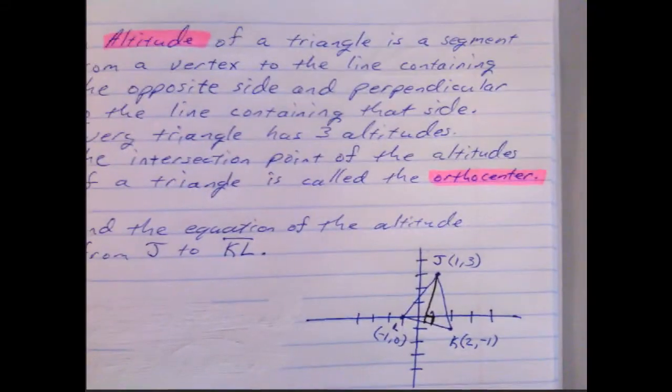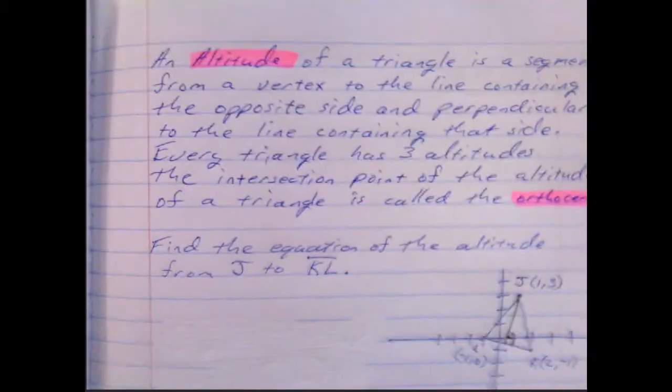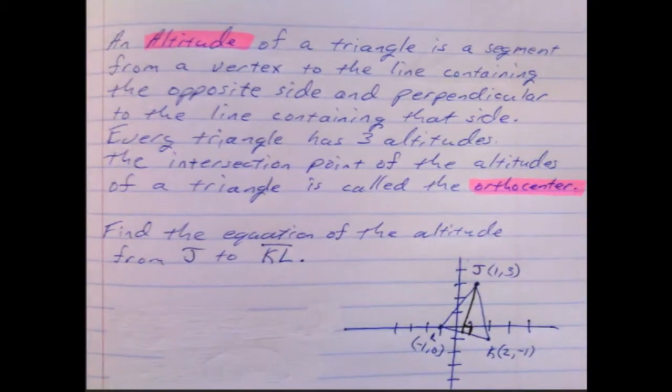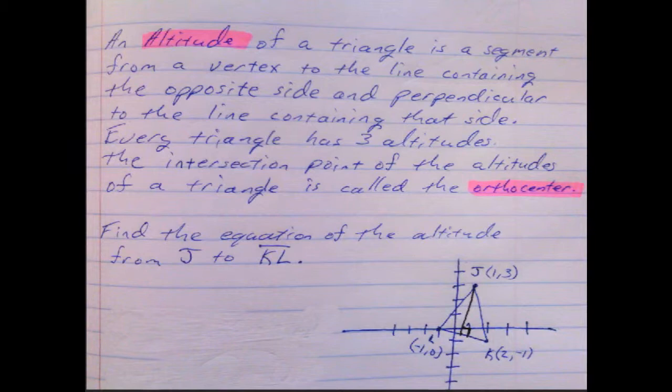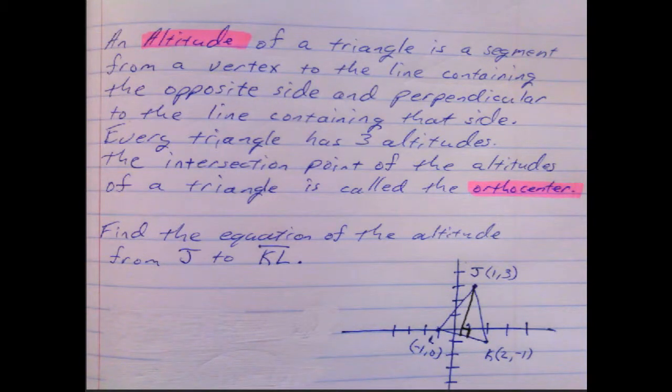A little bit more here. So now we're going to be dealing with the altitude. So an altitude of a triangle is a segment from a vertex on the line containing the opposite side and perpendicular to the line containing that side. If you remember when we were doing word problems, I had told you that an altitude, that's like when a plane is flying and it goes straight down to the ground. So the plane would be like our vertex, and then the ground is the other side, so it has to go straight down perpendicular.